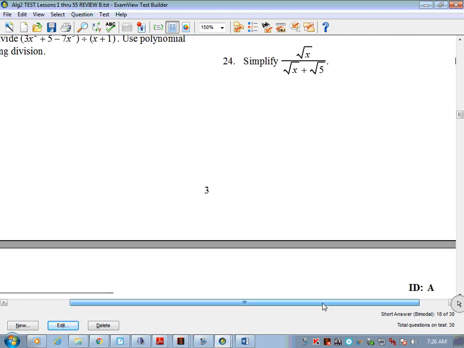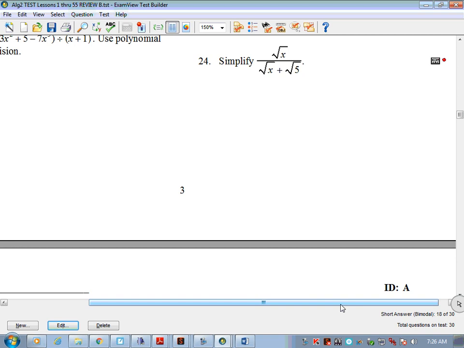Okay, now 24 is coming back to multiplying by the conjugate. Let's look at our lesson number here. Lesson 44, rationalizing denominators. If you notice, there's a lot of these on here, which means you're probably going to get some. Multiplying by the conjugate means multiply by radical x minus radical 5, and we're going to do that on top and bottom.